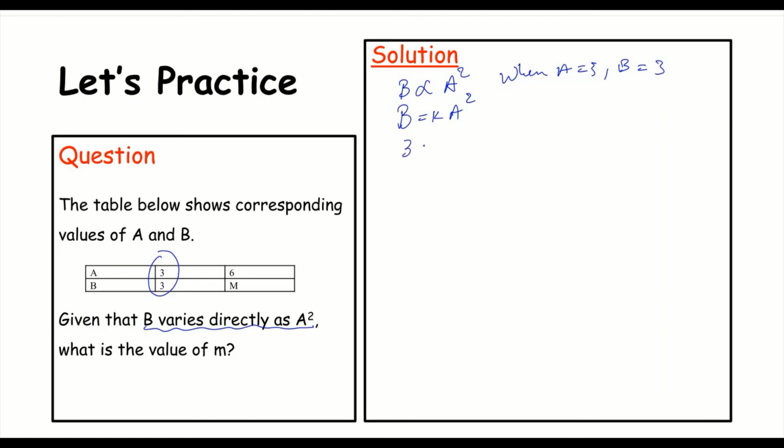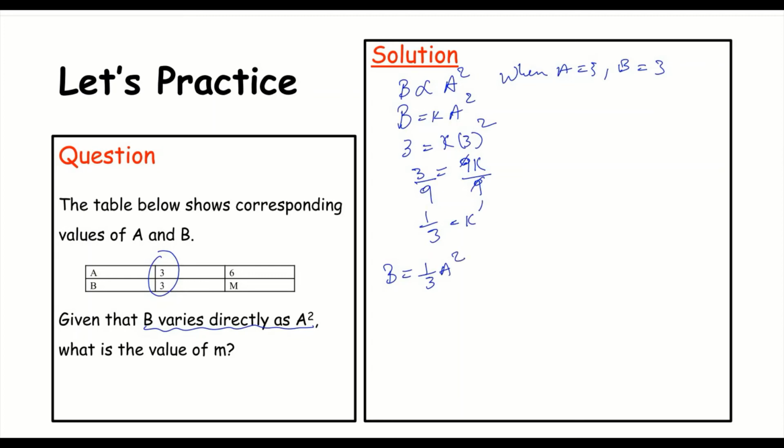So 3 is equal to k times 3 squared. Now 3 squared is 9. So we have 9k is equal to 3. So we're going to divide both sides by 9. So k is equal to 1/3. So since k is equal to 1/3, our equation is now B is equal to 1/3 A squared.